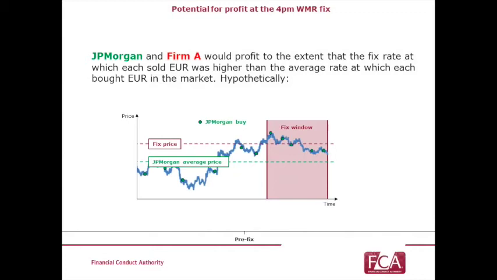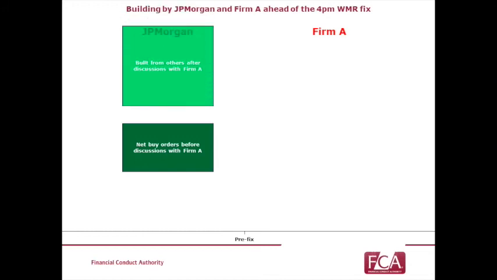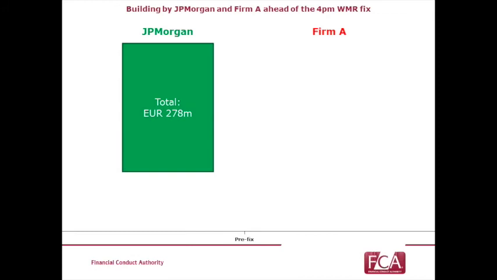The blue line shows where the market is trading. The green dots show JPMorgan's trades, the green dotted line shows JPMorgan's average price, and the dotted purple line is the fix price. The gap between the fix price and JPMorgan's average price represents JPMorgan's profit. JPMorgan built the volume of euro that it needed to buy for the fix to a total of approximately €278 million via a series of transactions with market participants.